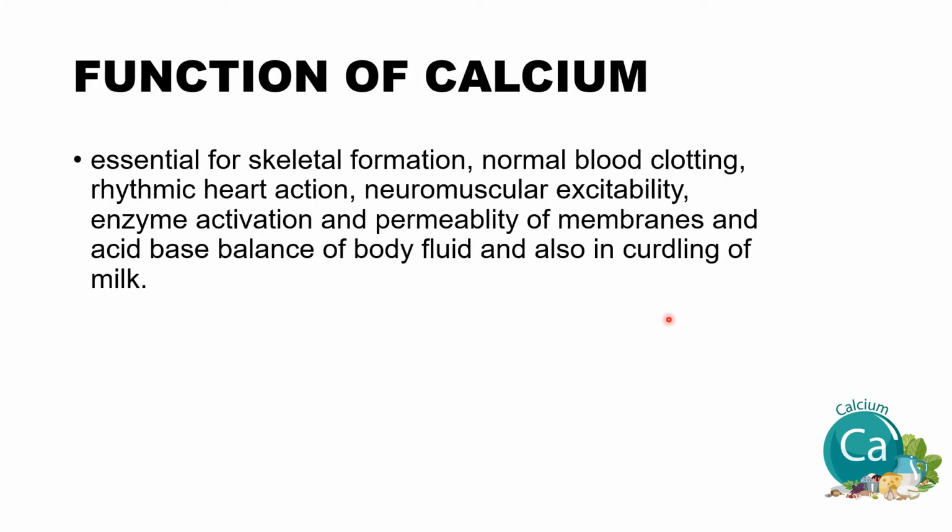So, ano nga ba yung function ng calcium? So, yung function ng calcium in the animal body is, number one, it is an essential mineral for skeletal formation. So, kailangan to sa bone development. Sa normal blood clotting, kailangan na rin yung calcium para mag-clot yung mga wounds, mga sugat ng mga animal. And then, rhythmic heart action, kailangan rin. Neuromuscular excitability, so kailangan yung calcium. Yung calcium yung nagti-trigger doon sa mga muscles natin para gumalaw. So, yun yung ginagawa ng calcium.